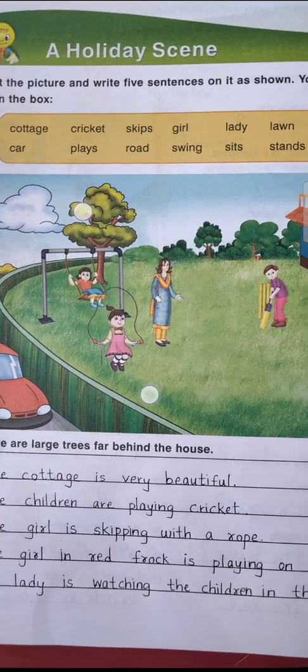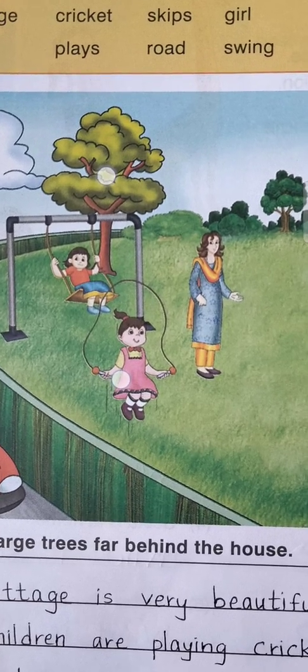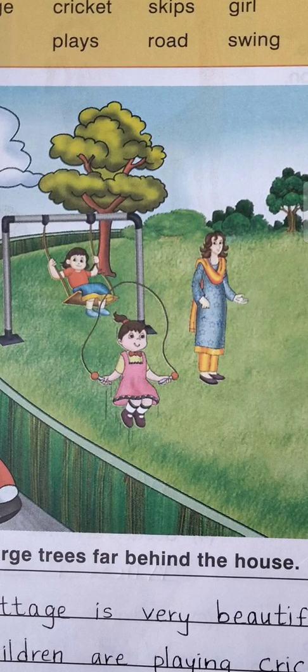Now here we can see one girl in a pink frock. What is this girl in the pink frock doing? The girl is skipping a rope. And right behind the girl there is another girl. She is wearing one red t-shirt and one blue skirt.